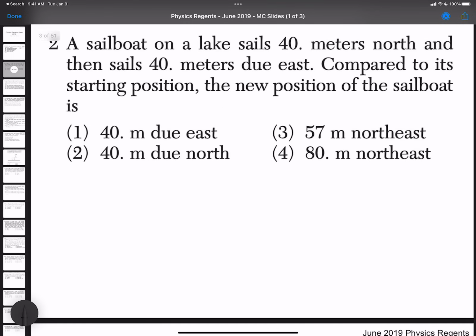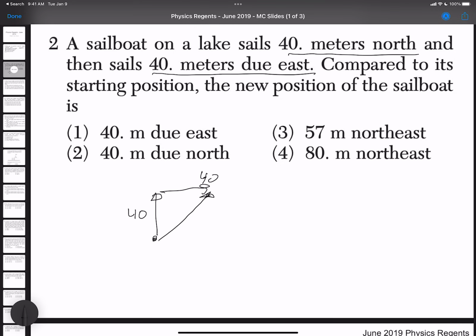Question 2. A sailboat on a lake sails 40 meters north and then sails 40 meters due south. Compared to its starting position, the new position of the sailboat is. Let's go ahead and draw a picture. So if we're starting at this location and going 40 north and then 40 east, the comparison of the final position to the starting position would be this line here, this diagonal.